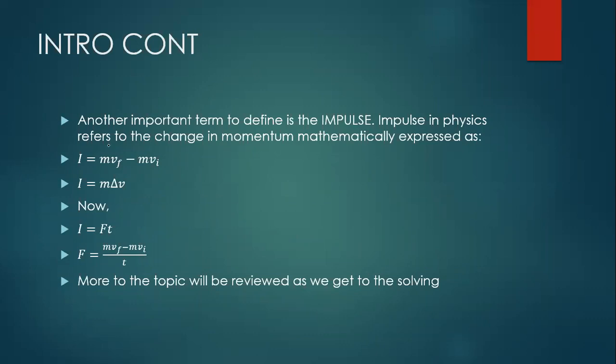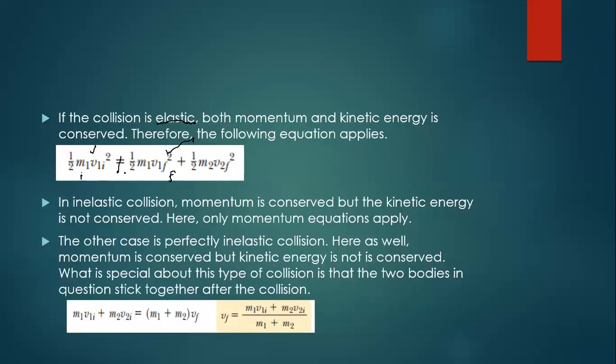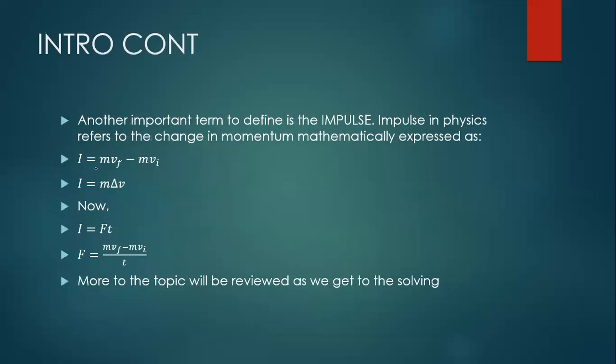Impulse in physics refers to the change in momentum. When momentum is conserved, it doesn't change: what you have in the initial has to be equal to what is in the final. But if you find that what you have in the final minus what you have in the initial gives some value, that value we call impulse.